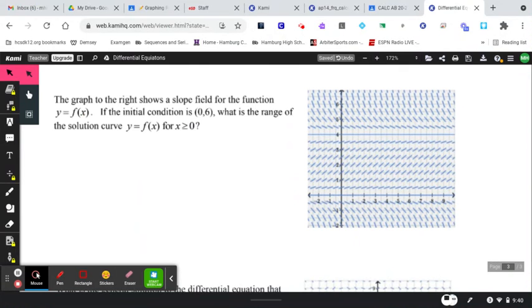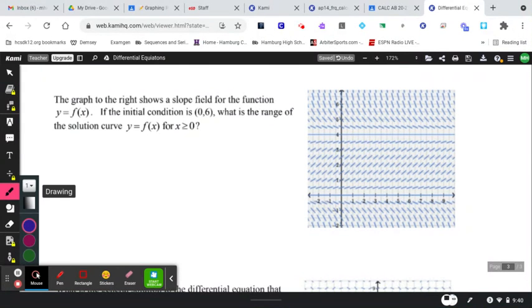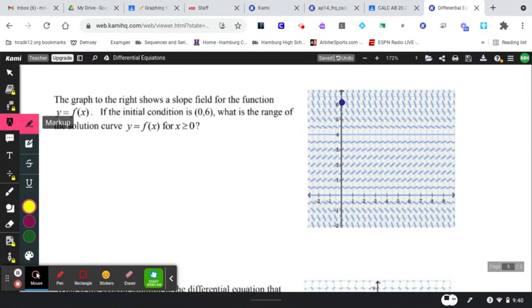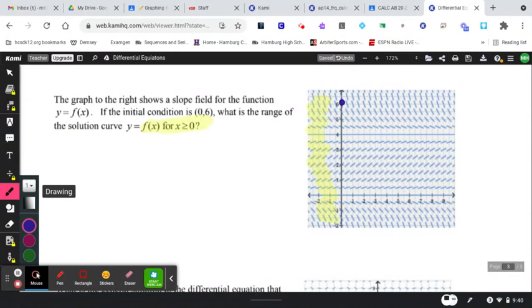So this might be something we would see on a free response question. The graph to the right shows a slope field. If the initial condition is 0, 6, so I'm going to go plot that point 0, 6. What is the range for the solution to the curve? So I'm going to then draw in a solution to this curve. Now let's be careful because they threw one little hiccup at us. We are only looking for x values that are greater than 0. So you don't want anybody over here. We're only going to draw the solution in where the x values are greater than 0.